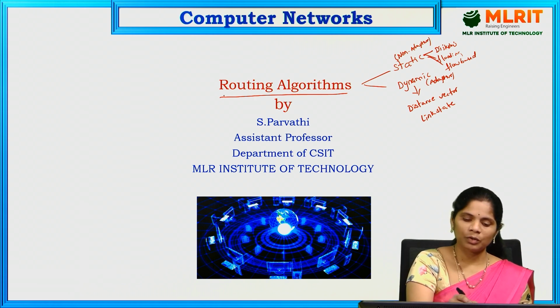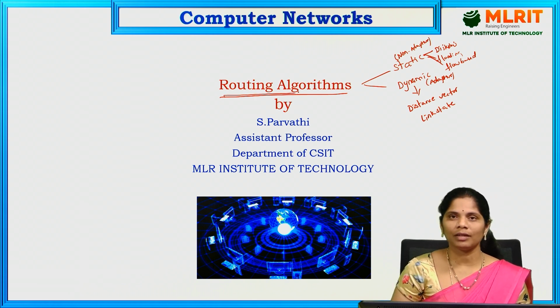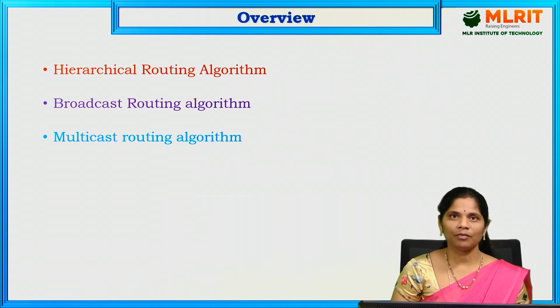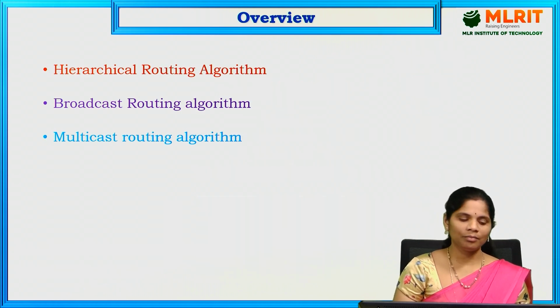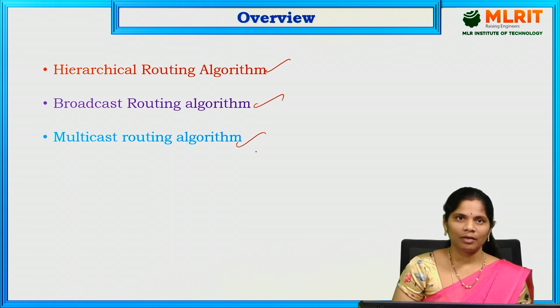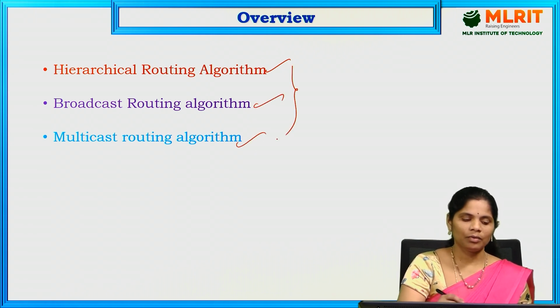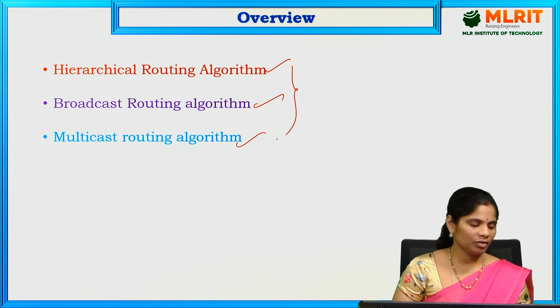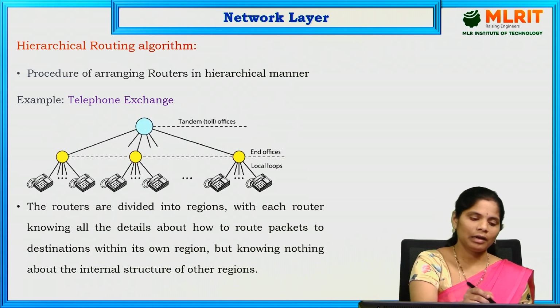Now we are moving to the remaining routing algorithms. What are the remaining routing algorithms? Let us see the overview. These are the hierarchical routing algorithm, broadcast routing algorithm, and multicast routing algorithm. Today we are going to discuss all these routing algorithms. First, let us see the hierarchical routing algorithm.